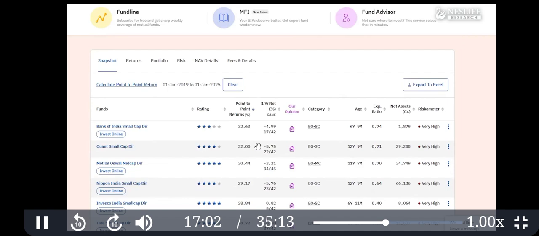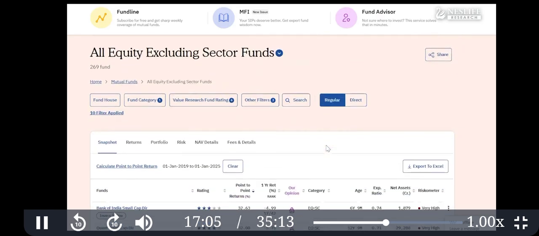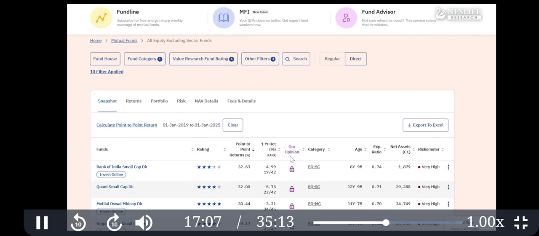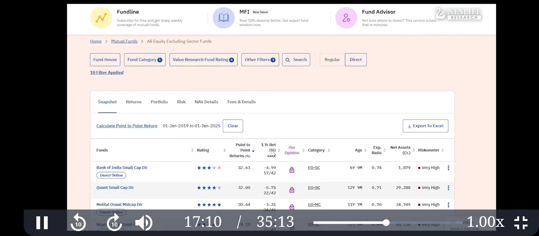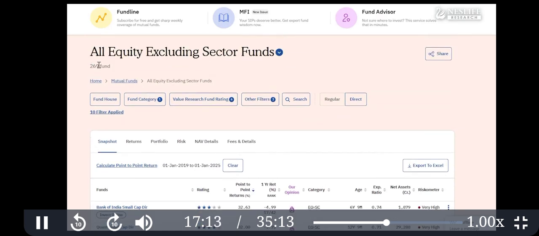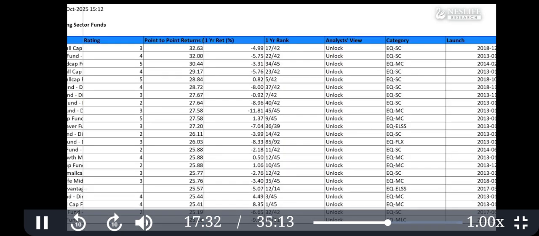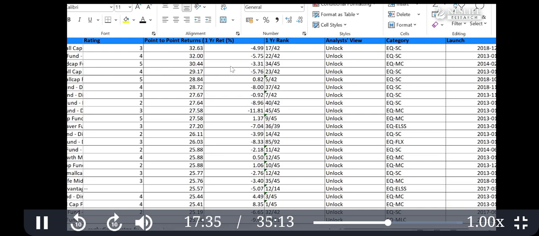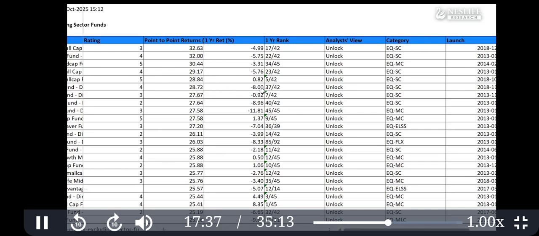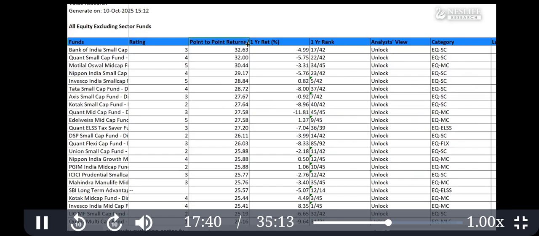From here, you can find out of 269 mutual funds how many are top performing. Initially you saw more than 600. Now why is it reduced? Because when we select point to point, the recent mutual funds are automatically filtered out. That means there are 269 funds which are more than 6 years old. You can export this. If you don't know Excel, I don't think that is required, but you can sort on the website itself. So this is point to point return.